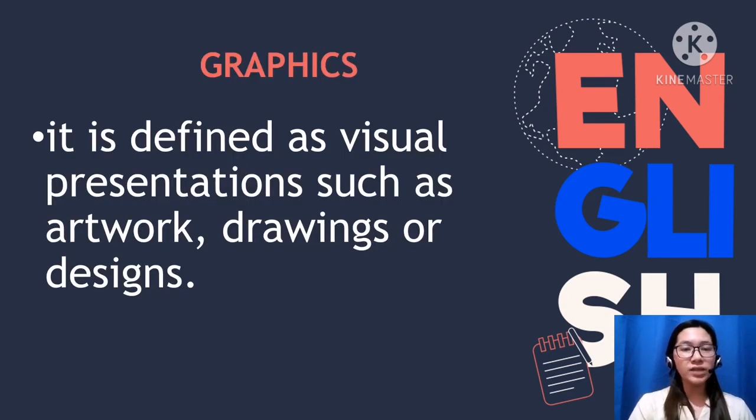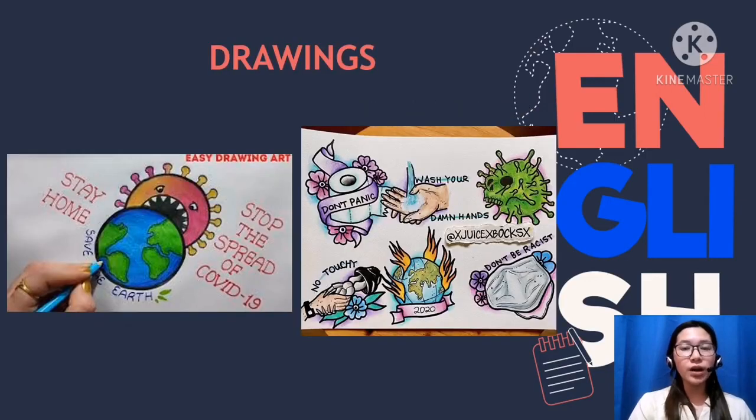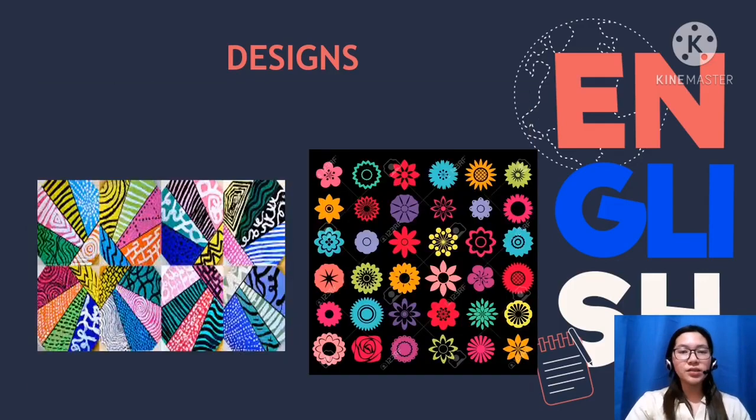Graphics is defined as visual presentation such as artwork, drawings, or designs. These are some examples of graphics. The Fruit Gatherer by Fernando Amorsolo, and second one is Spoliarium by Juan Luna. Next one are the drawings, which is a portrait or a drawing of how to save the earth and how to stop the spread of COVID. We also have these principles of design and elements of design, which you can also tackle in your PLE subject. Next one, these are some examples of designs.